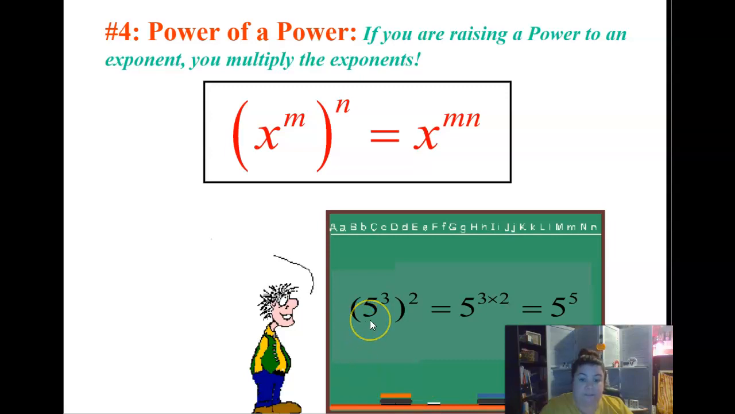So we have 5 to the 3rd power, and then that's going to be raised to the 2nd power. So we're just going to multiply the 3 and the 2. Just multiply the two exponents. So it'll be 5 to the 3rd times 2. Okay, multiply those. 3 times 2 is not 5.